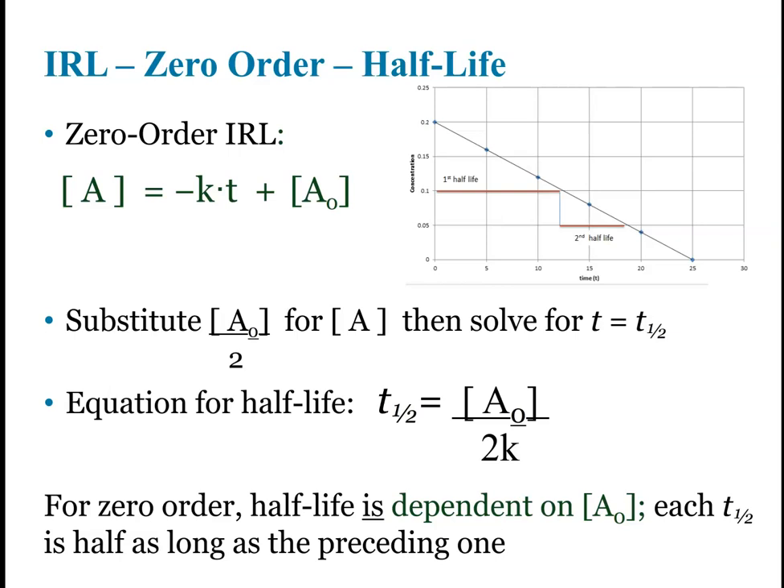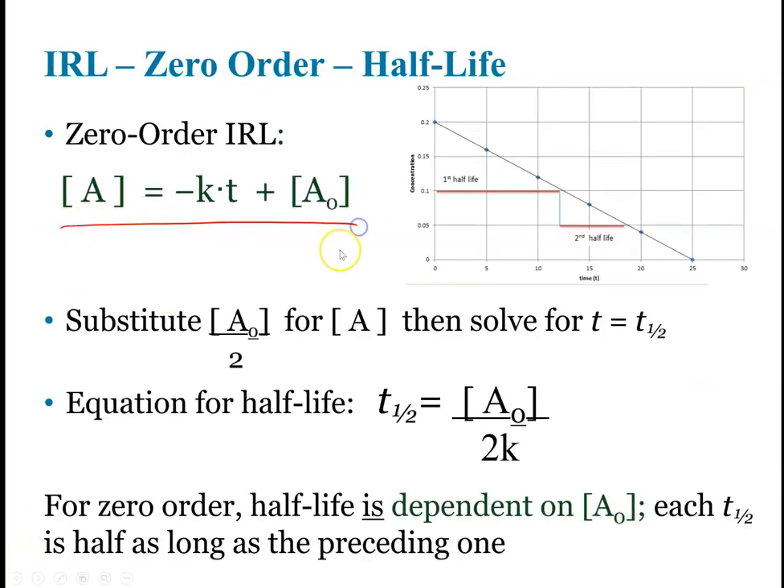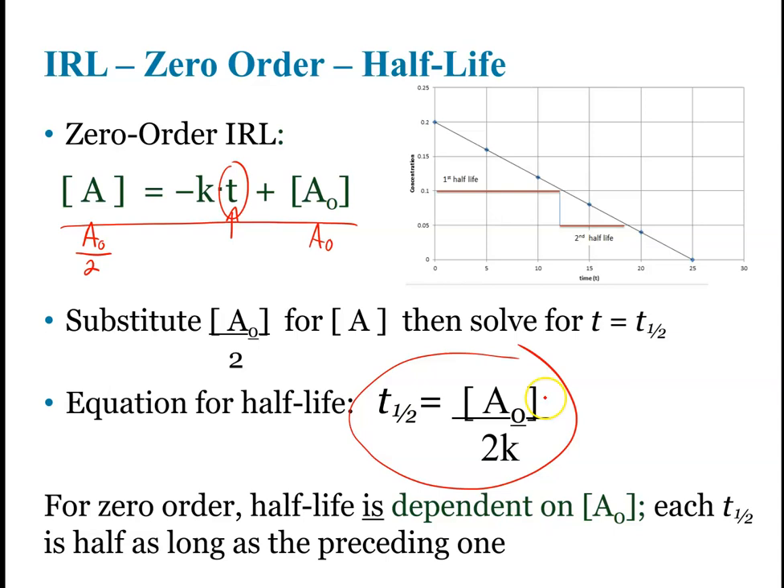Finally, let's look at the half-life of a zero-order reaction. Again, this would be your zero-order integrated rate law. To find the half-life, you plug in the initial concentration divided by 2 here, and the initial concentration here, and solve for the amount of time that takes. If you do the math, this is the equation you would get. The half-life for a zero-order reaction, for the first half-life, is the initial concentration over 2 times K.